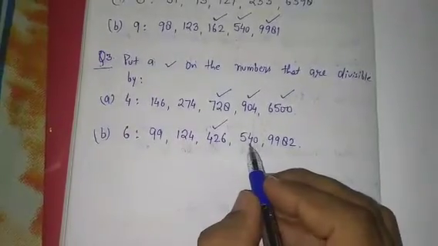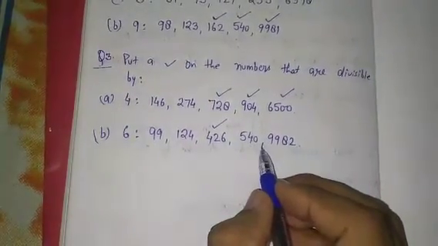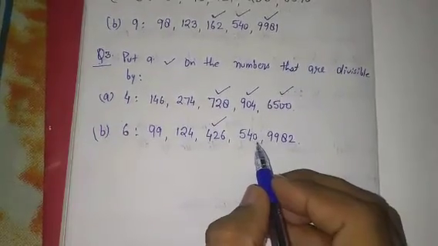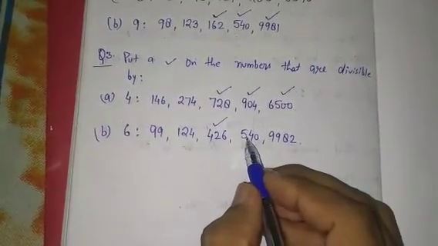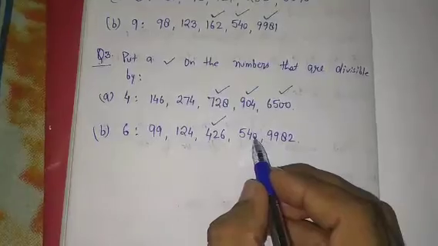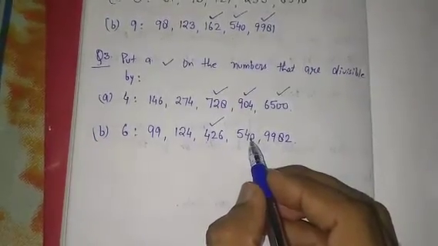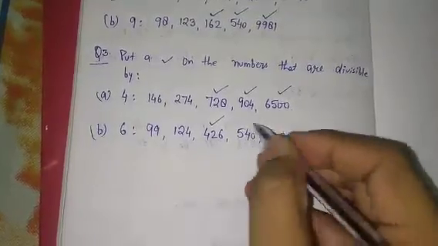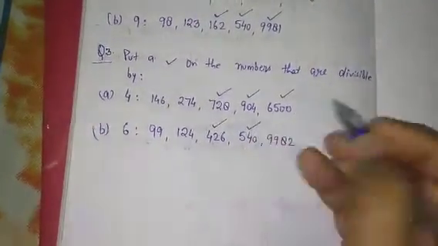Next number is 540. Here the ones digit is 0, so that number is also divisible by 2. And the sum of the digits is 5 plus 4 is equal to 9. It means that number is also divisible by 3. So 540 is divisible by both 2 and 3, which means it is also divisible by 6.